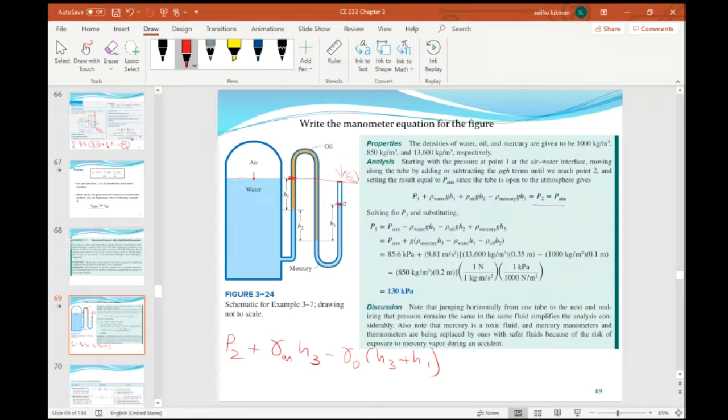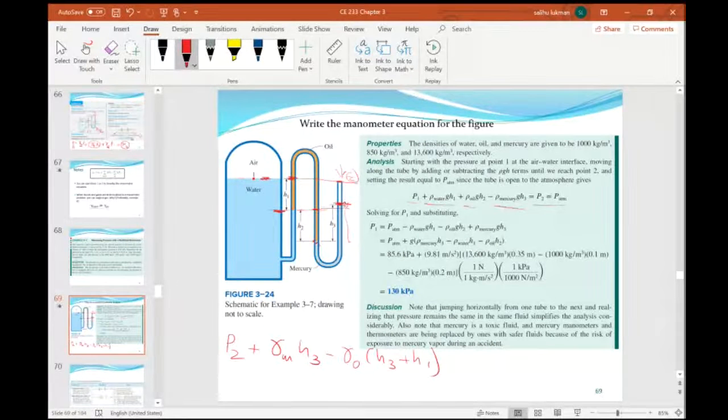we have P2, which is the atmospheric pressure, being equal to P1, which is the pressure here, the pressure at the air interface, plus the pressure due to the water, which is at this point. So that's why you have gamma water times H1, okay? And then at this point, you have oil, H2, so you add it. Add oil, and then you go up, which is for the mercury, which is H3, okay? And this gives the pressure here, which is P2, okay?